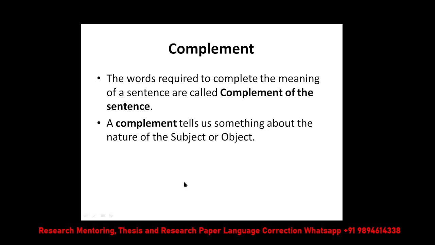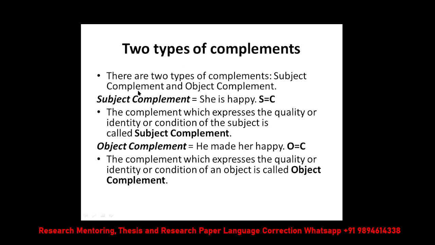Next comes another component called complement. The complements are the words which are required to complete the sentence. And there are two types of complement, based on the subject complement or object complement. So that's the two types: subject complement and object complement. First, look at the example here. She is happy. Who is happy? She. That's why this happy is called the subject complement.